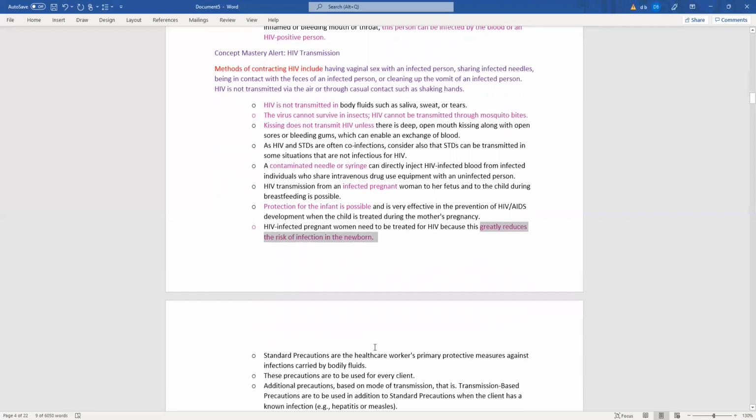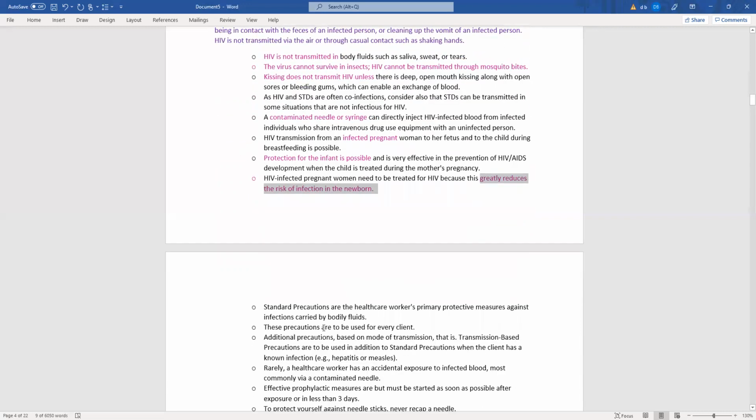Standard precautions are the healthcare workers' primary protective measures against infections carried by body fluid. These precautions are to be used for every client. Additional precautions based on mode of transmission, that is, the transmission based precautions, are to be used in addition to standard precautions when the client has a known infection like hepatitis or measles.